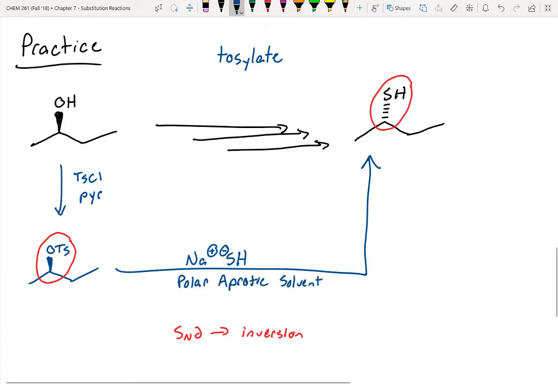And a good polar aprotic solvent, you could just grab one from the list. Really, it's just anything that doesn't hydrogen bond but has a dipole. Oftentimes you'll see DMF or DMSO or acetone as good polar aprotic solvents, and this would accomplish the transformation.